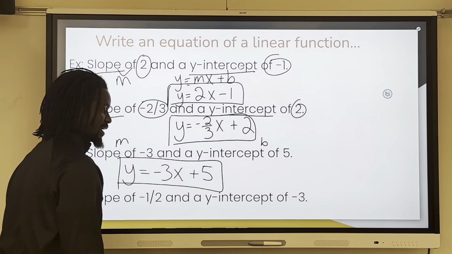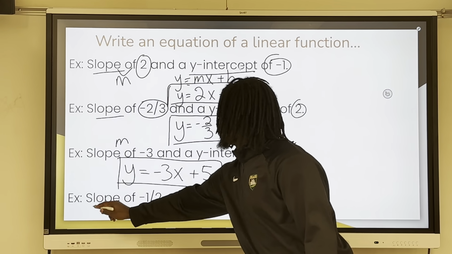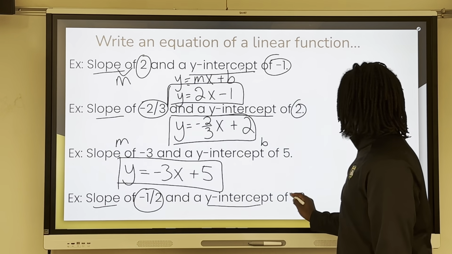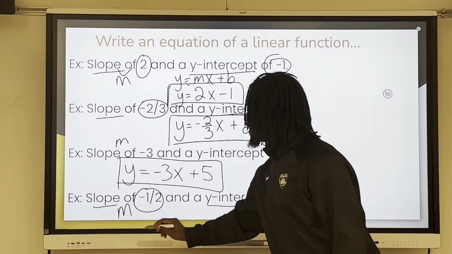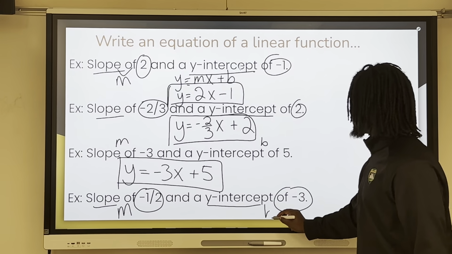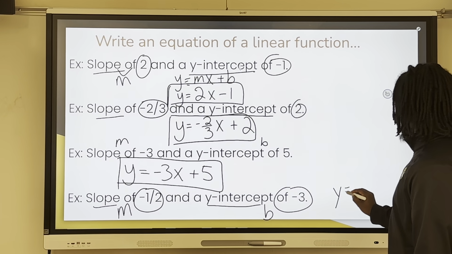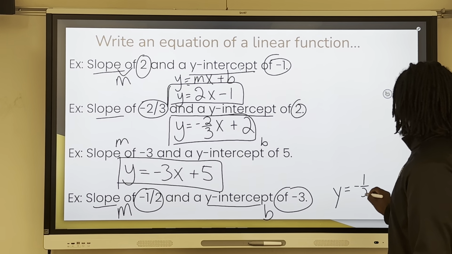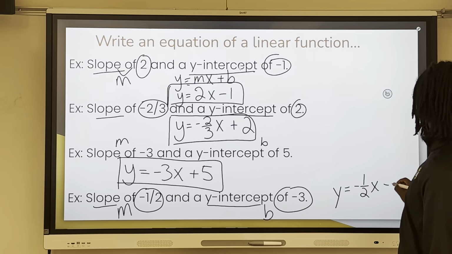All right. And then for the last one, we have the slope is -1/2. The y-intercept is -3. Okay. So the slope, that is the m. The y-intercept is the b. And y equals mx plus b. So y equals -1/2 x, and this is the b, -3.